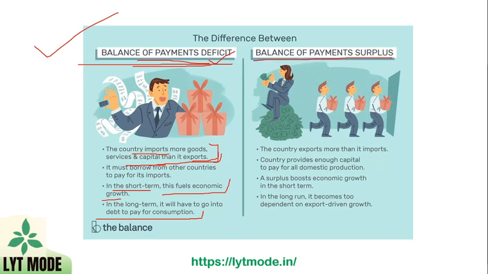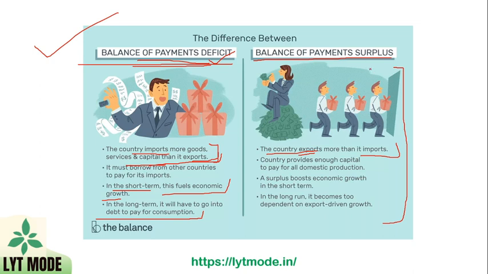And when there is a balance of payment surplus, the country is exporting more, providing more to the rest of the world and taking very little from it. This surplus can boost economic growth in the short term, but in the long term the country becomes too dependent on export-driven growth, which will also have a negative influence on economic growth. So both have merits and demerits. A limited period and a limited amount is good for economic growth.